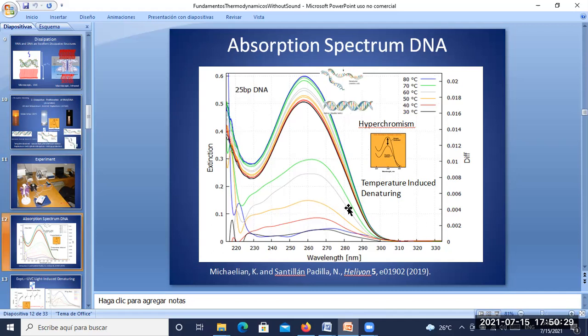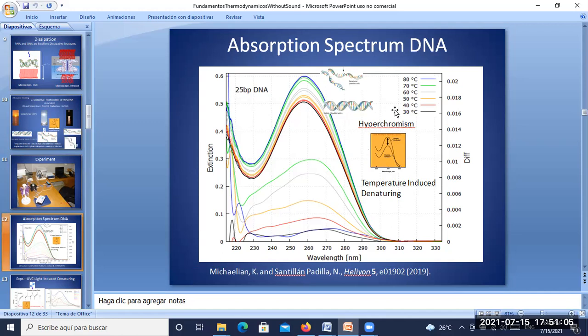Okay, Andres, do you have a question? Yes, so with the sample you put in the experiment, you obtain this graph of absorption. Yes. But I didn't understand when it's denatured and when it's double.